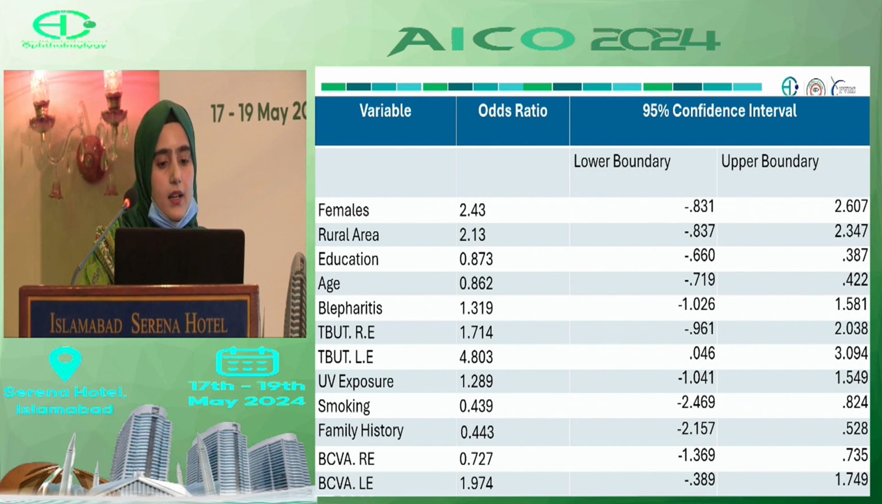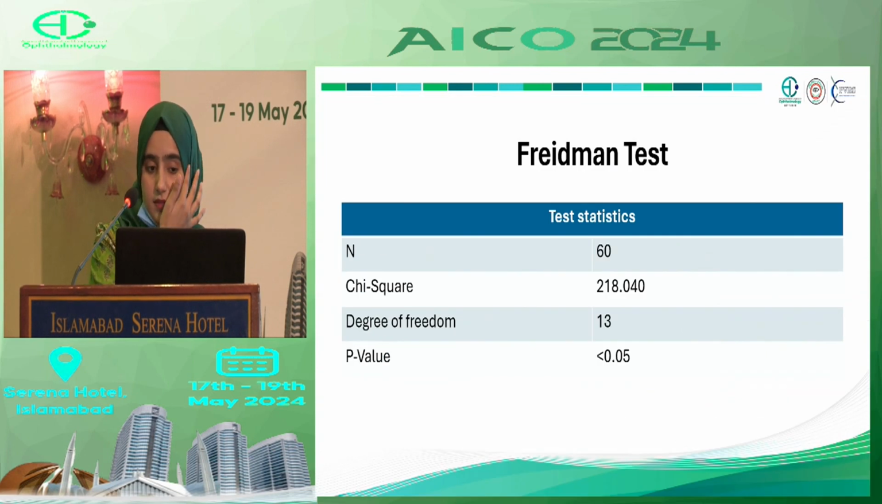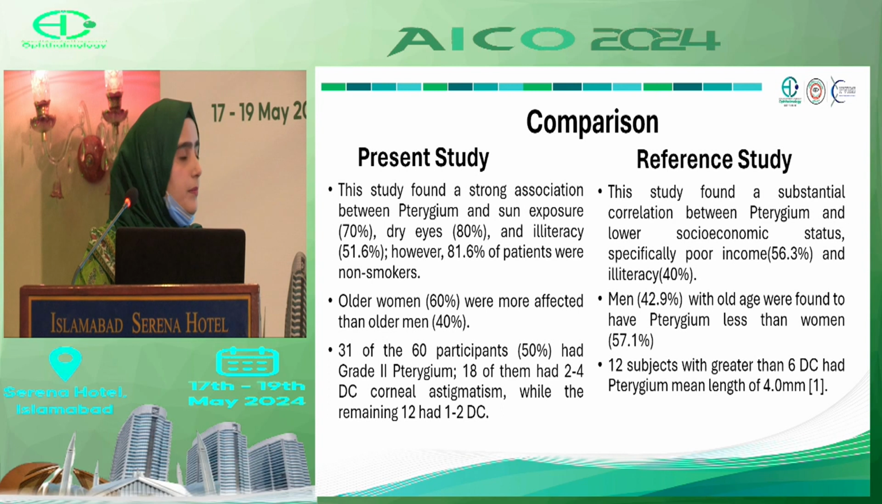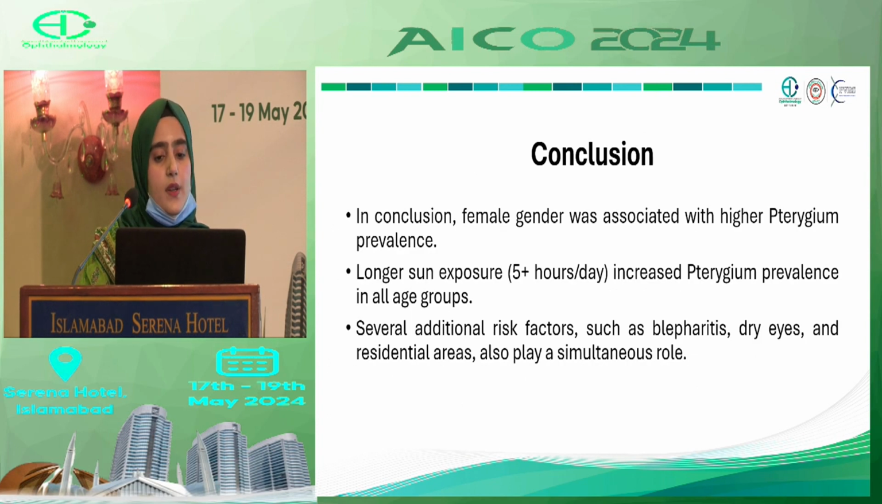Females, rural area, blepharitis, dry eye, and UV exposure had an odds ratio greater than 1. So it means they were good risk factors for the presentation of pterygium. Friedman test: p-value was less than 0.05, which was statistically significant. Here's the comparison. I concluded that female gender was associated with higher pterygium prevalence, and longer sun exposure increased pterygium prevalence in all age groups. Other risk factors such as blepharitis, dry eye, and residential area also played a simultaneous role.